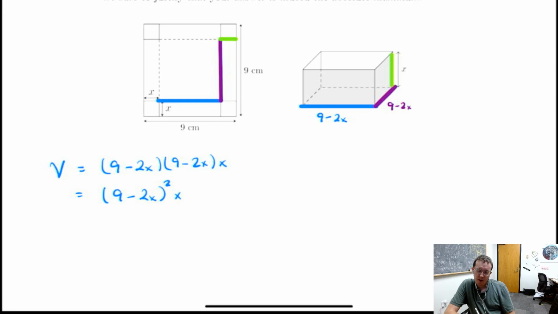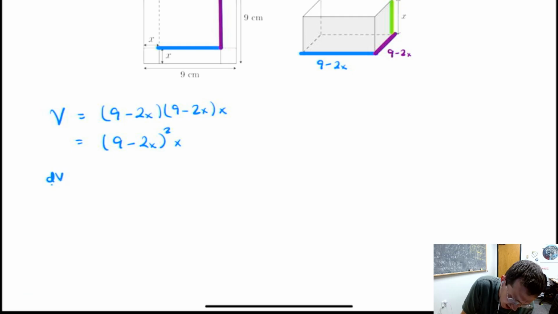I'm looking for maximum or minimum values of this function. So I want to find all the critical numbers. Critical numbers happen where the function's derivative is 0 or undefined. So I want to find dV/dx. If I wanted, I could expand this all out before I differentiated. I have a feeling that it's going to be easier to solve if I leave it factored. I will have to use the product rule and the chain rule, but that's okay.